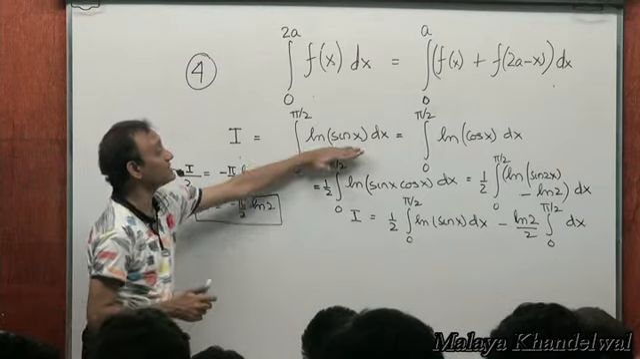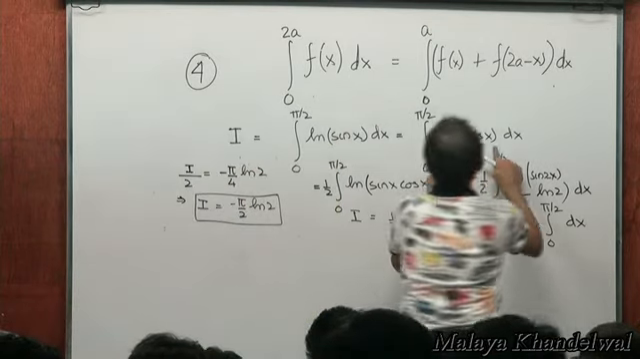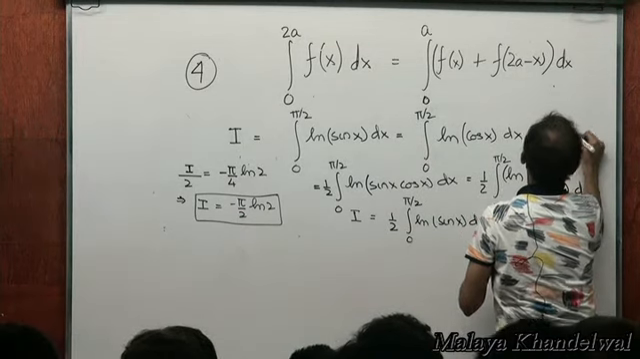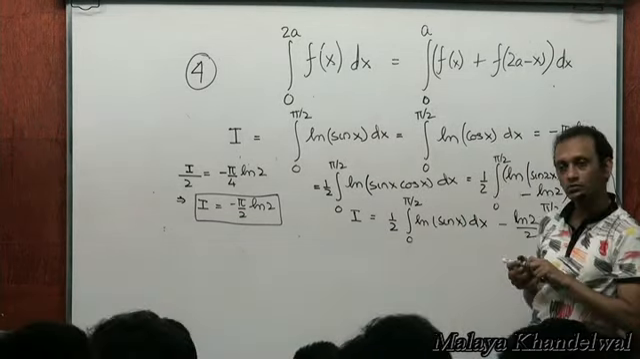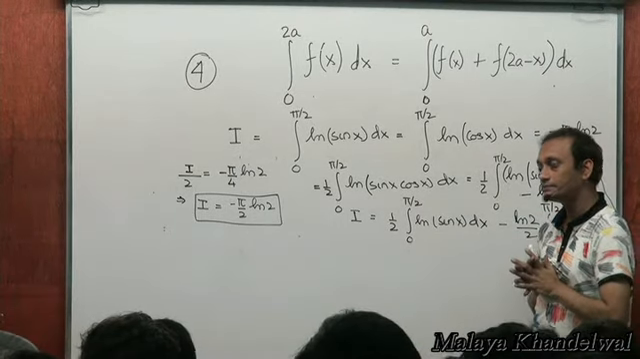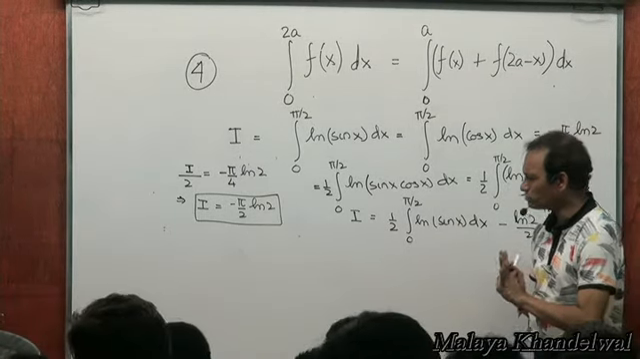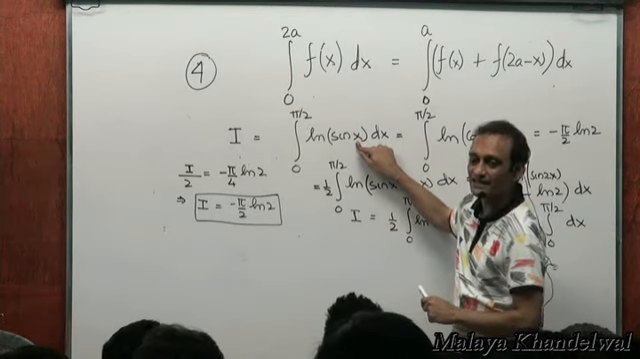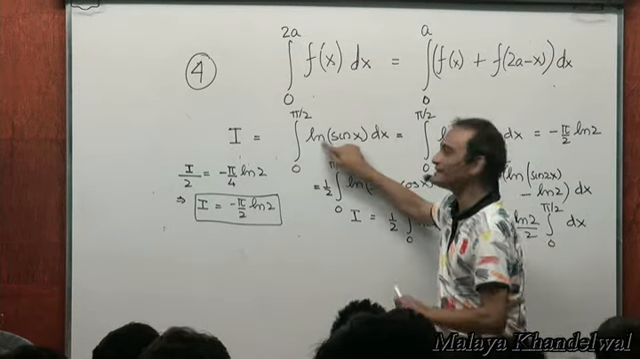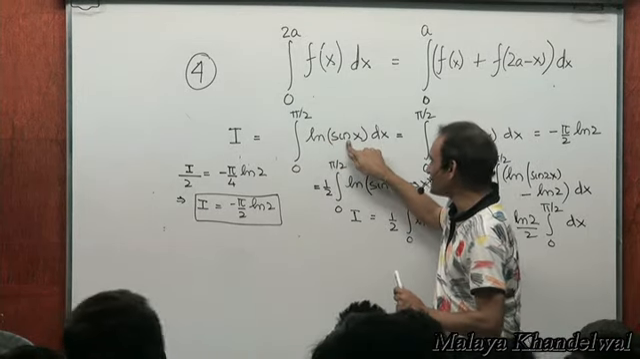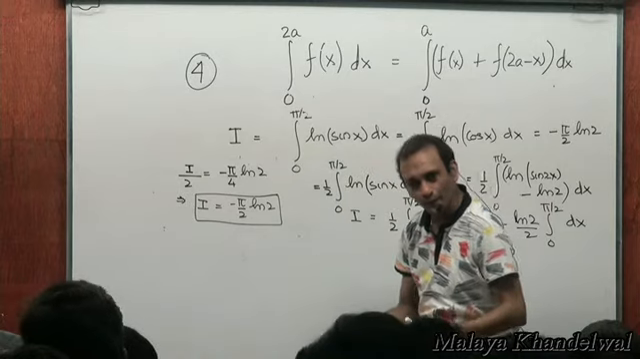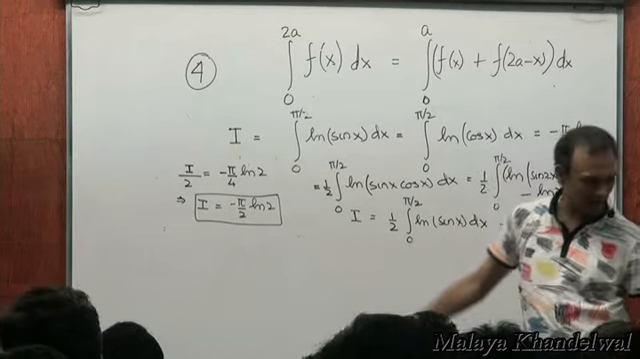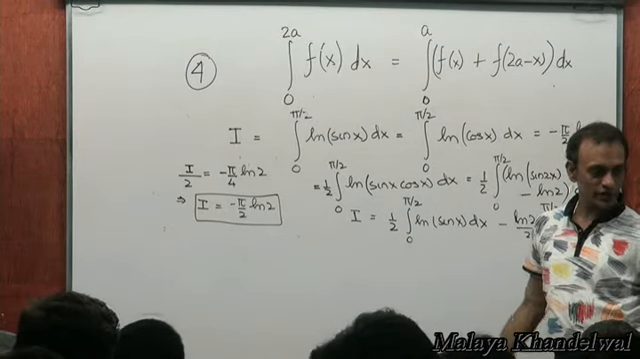So the integral of ln sin x from 0 to pi by 2 and the integral of ln cos x from 0 to pi by 2 both will be minus pi by 2 ln 2. Right? And why negative? Dekho, simple. In the interval 0 to pi by 2 or any other interval, sin x is less than 1. So ln sin x will be negative. So the graph of this in the interval 0 to pi by 2 will be below the x-axis. Therefore, this integral should have been negative. You expected this to happen. Yes or no?